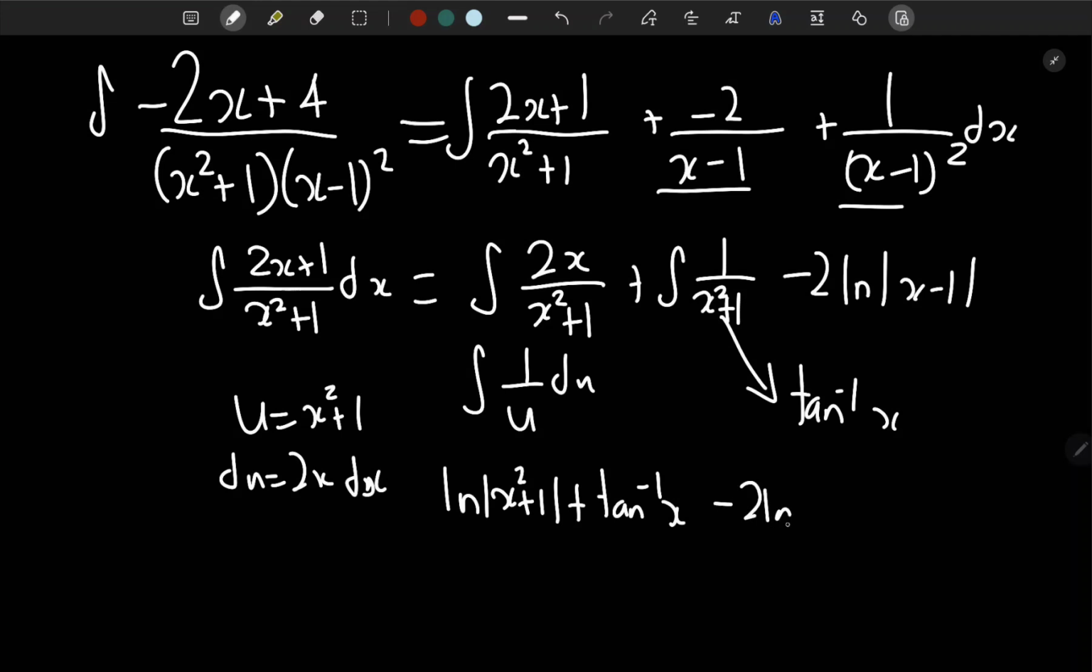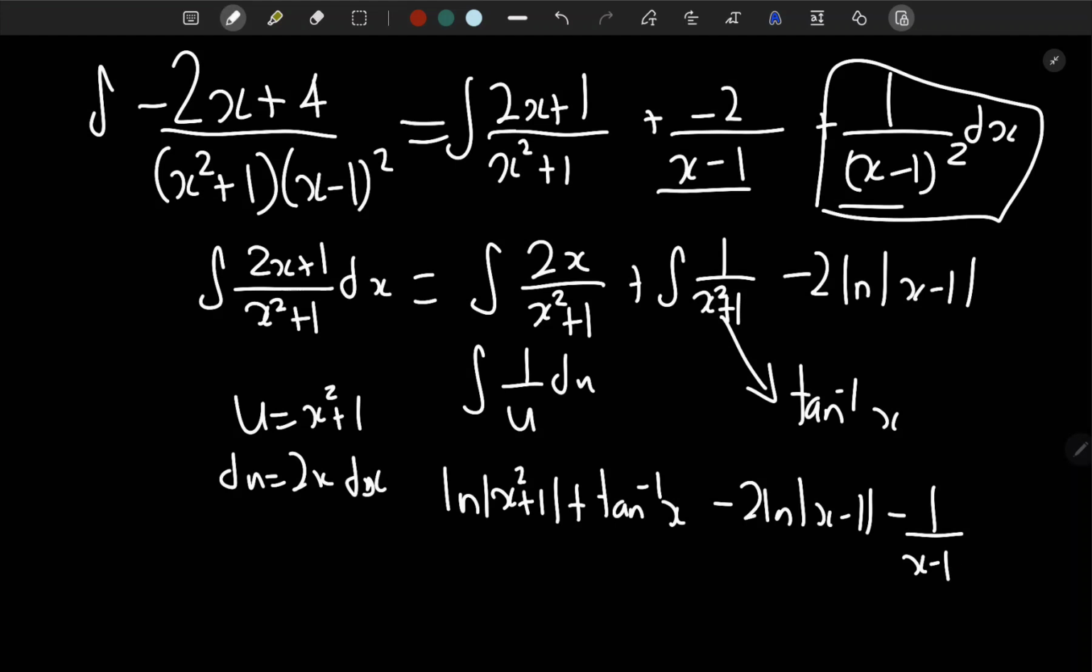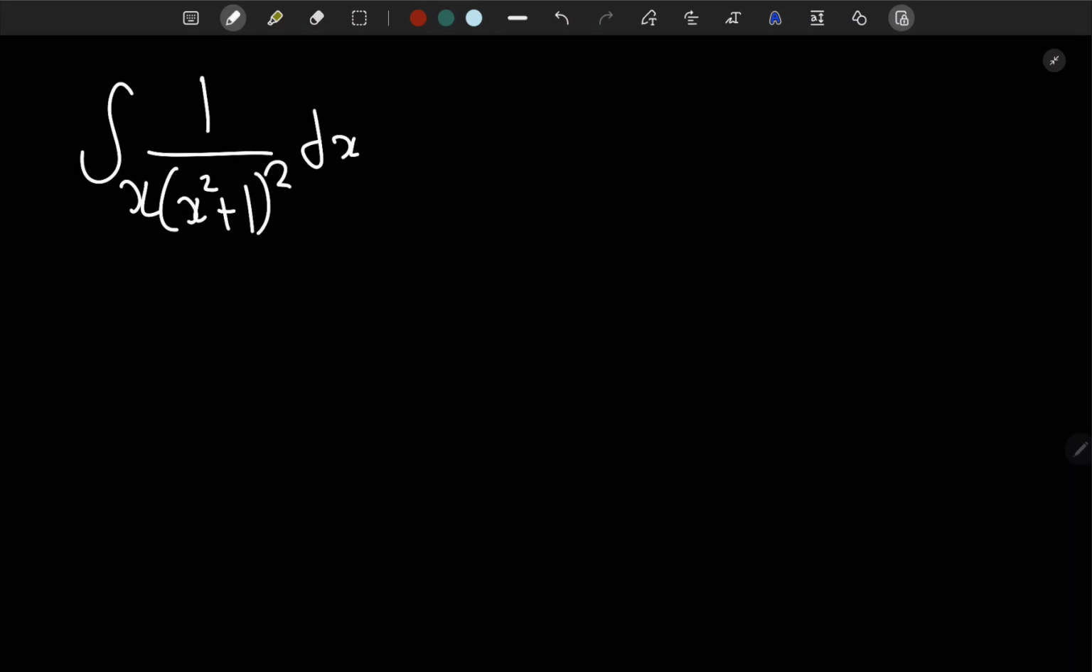minus 2 ln absolute value of x minus 1, minus 1 over this part over here. I forgot to add this, x minus 1, plus c. So this is the last question that we will be doing.